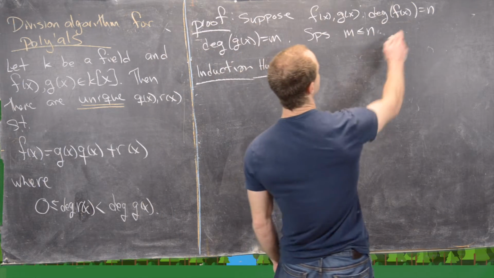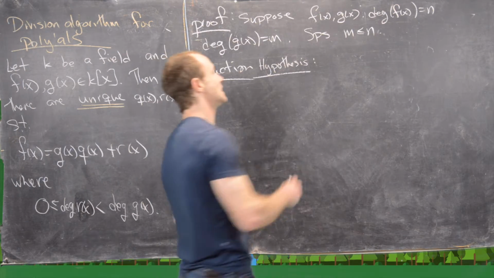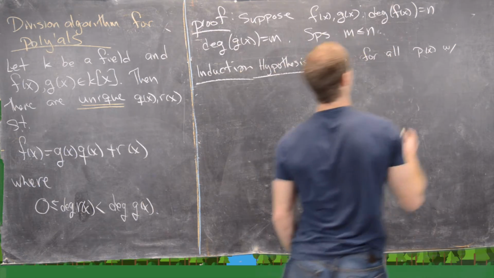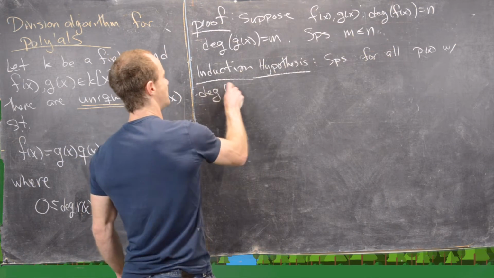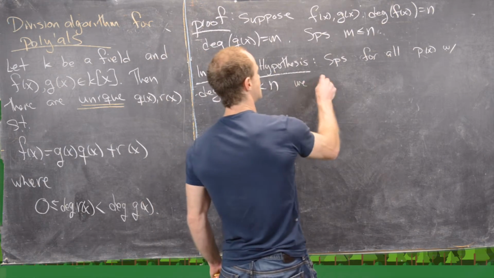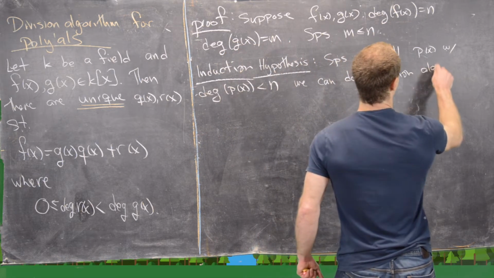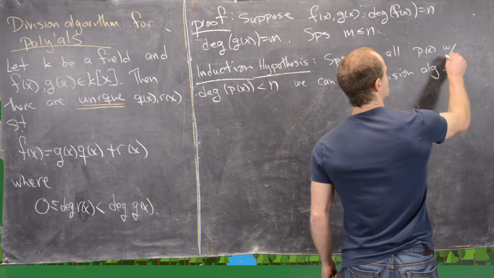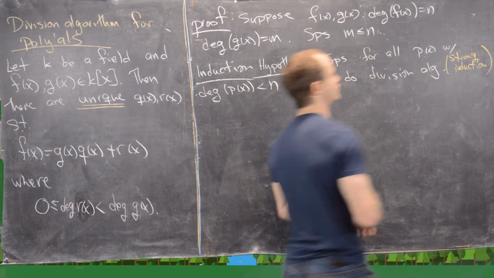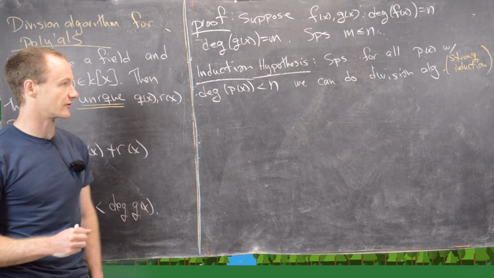So what we're doing is we're supposing that the degree of f is n and the degree of g is m. And for our hypothesis, we'll suppose for all p of x with the degree of p of x strictly less than n, we can do the division algorithm. So this is an example of strong induction, which is equivalent to standard induction. That's something you can probably find at the very beginning of your textbook.